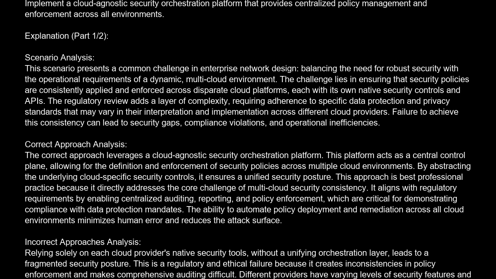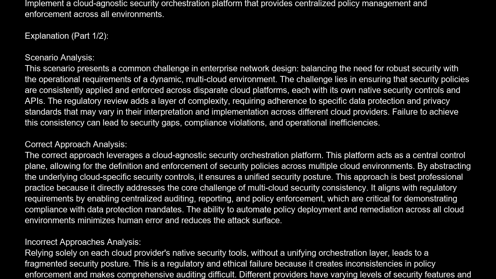It aligns with regulatory requirements by enabling centralized auditing, reporting, and policy enforcement, which are critical for demonstrating compliance with data protection mandates. The ability to automate policy deployment and remediation across all cloud environments minimizes human error and reduces the attack surface.